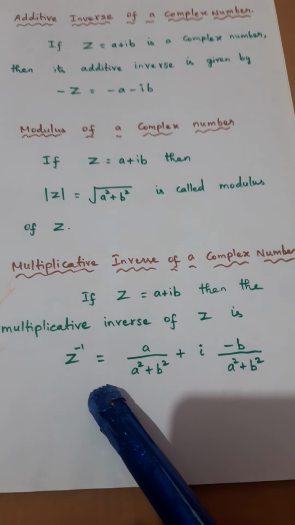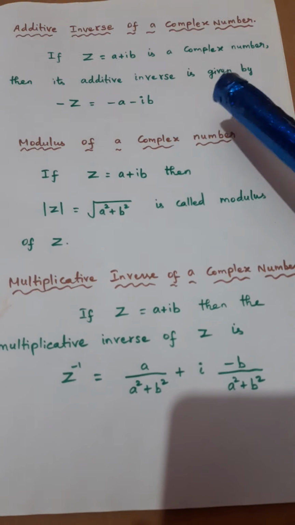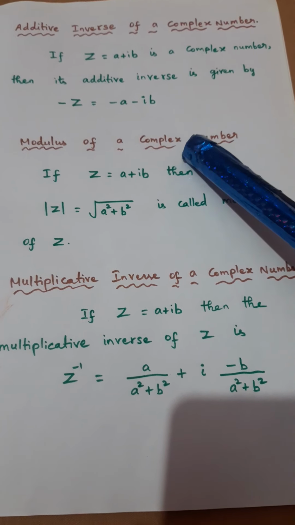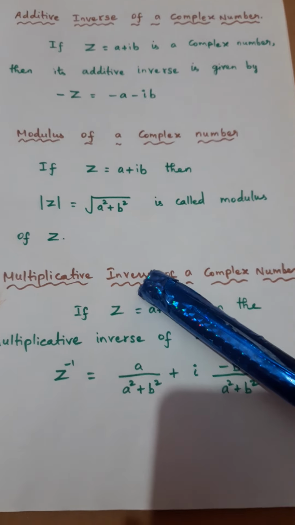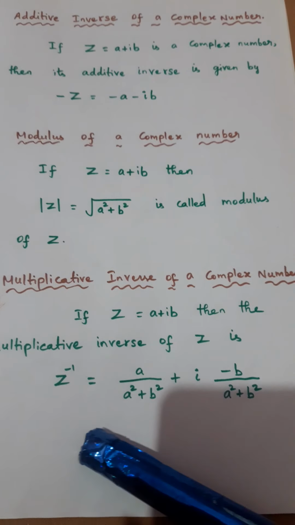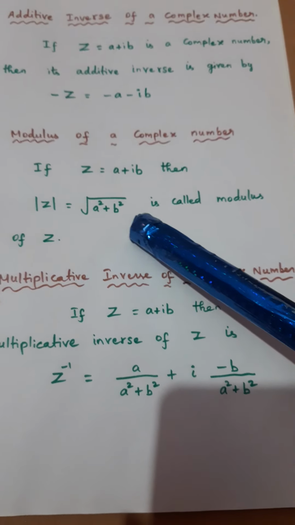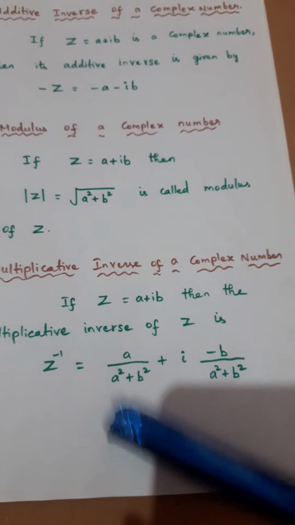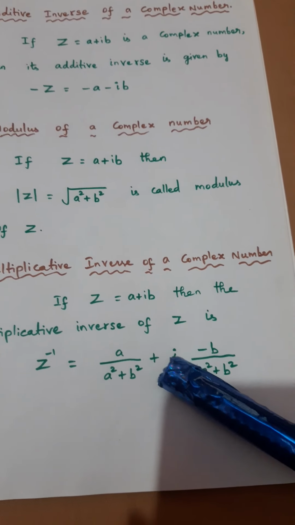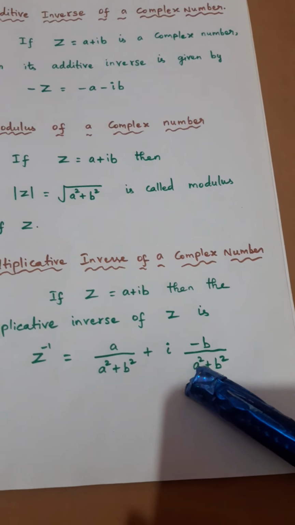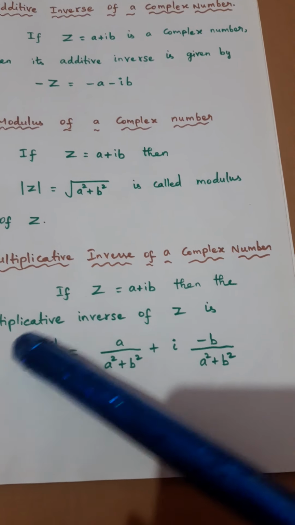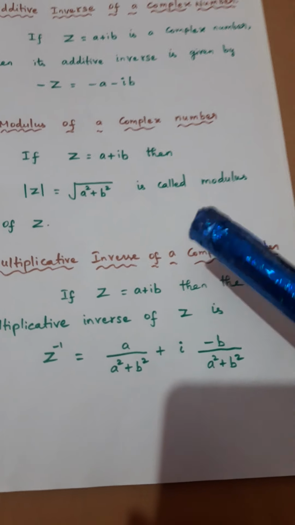Could you understand, children? So the three concepts that we have seen are additive inverse, modulus, and multiplicative inverse, out of which two are given by formulas. Root of a square plus b square means modulus. A by a square plus b square plus i into minus b by a square plus b square means multiplicative inverse. This is the formula to calculate multiplicative inverse.